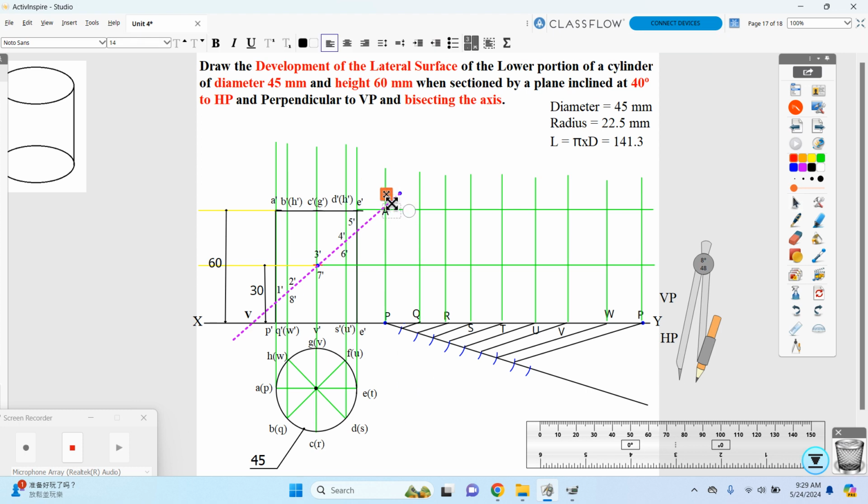Okay, after this you can mark the top as: this is your A point, then this is your B point, this is your C point, this is your D point, this is your E point, then F point, G point, H point, then once again your A point, that is your closing condition.